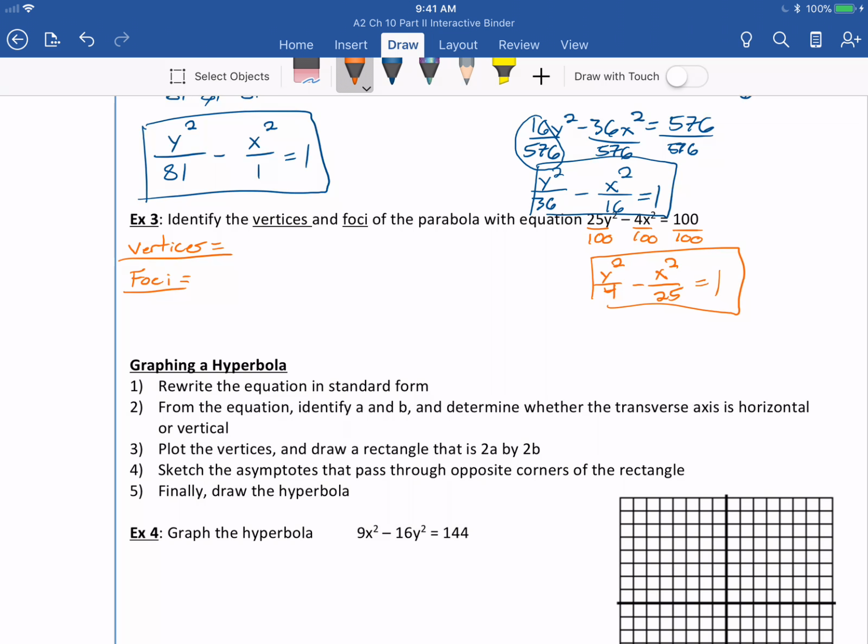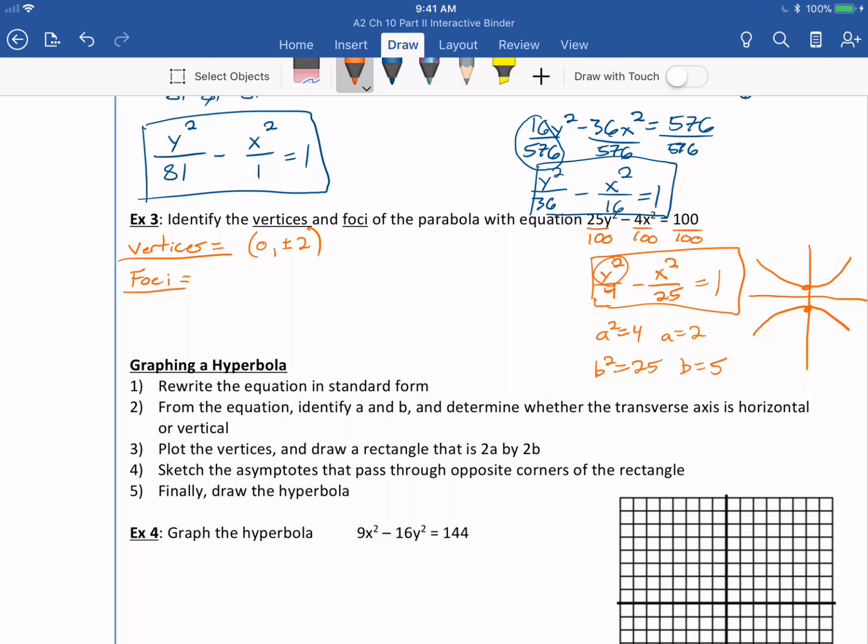And notice, and this is what we have to kind of talk about here, is that my y squared comes first, so that means this hyperbola opens up and down. Okay, and that's going to be a key thing, because that's going to tell me which way these guys go. So my a squared is 4, so that means my a is equal to 2. So this point right here and this point right here are both 0 plus or minus 2, because that goes with my a. And my b squared equals 25, so that means my b is 5.